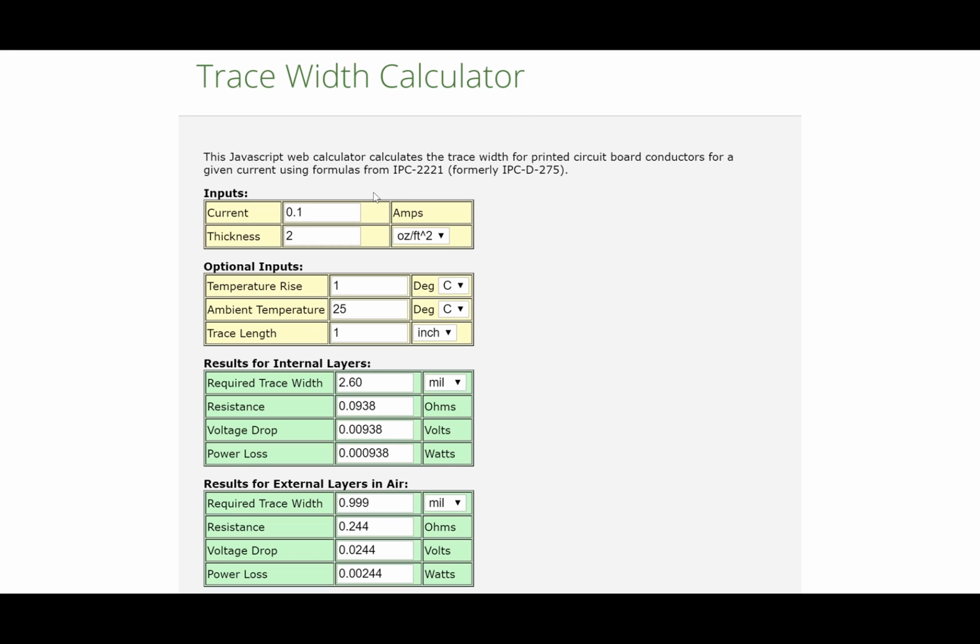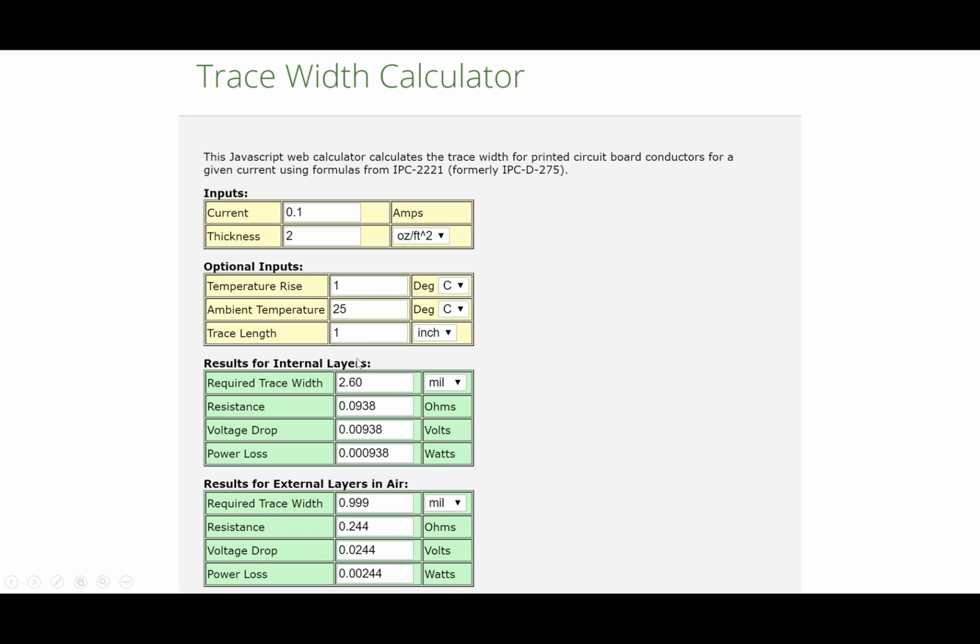As an example of that, one simple way to do this, a company that we will eventually make use of, Advanced Circuits, has a trace width calculator, which is taken from IPC-2221. So what I see here is I can input a particular current. In this case, let's say I have 0.1 amps going through a particular trace. I'm saying the ambient temperature is 25 degrees C, the trace is 1 inch long, and I only want a 1 degree temperature rise. That means I only want the temperature to rise 1 degree above the ambient.